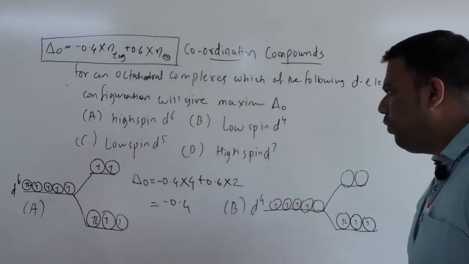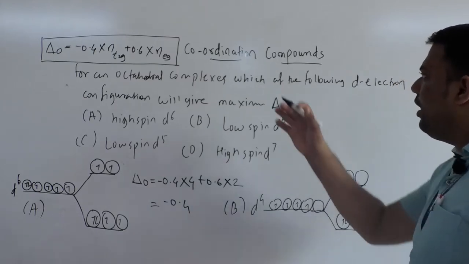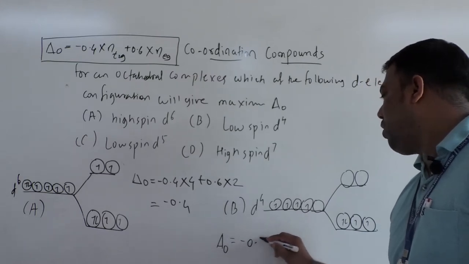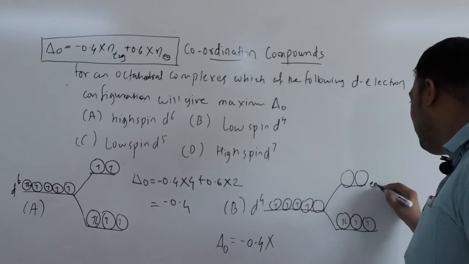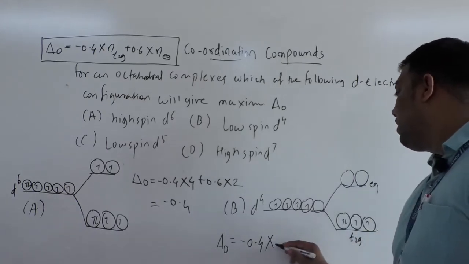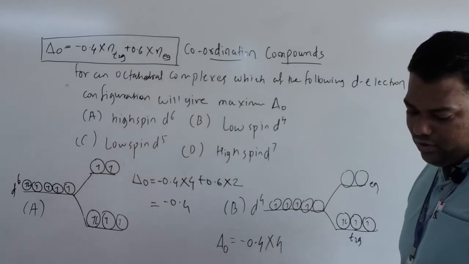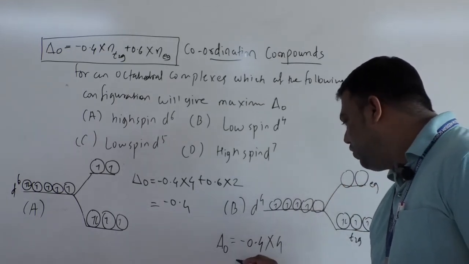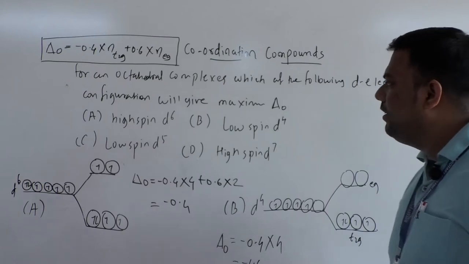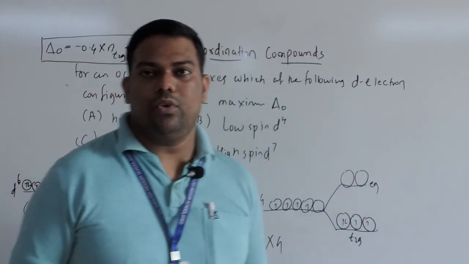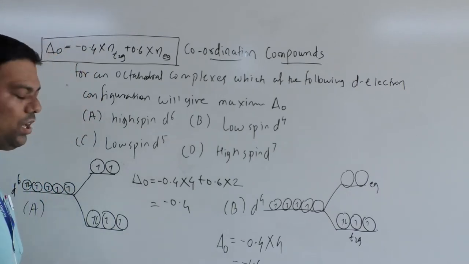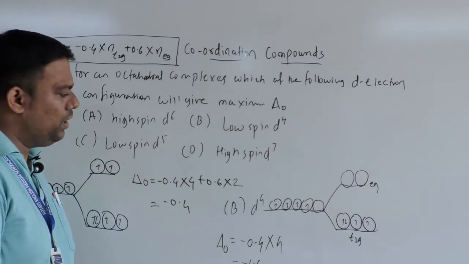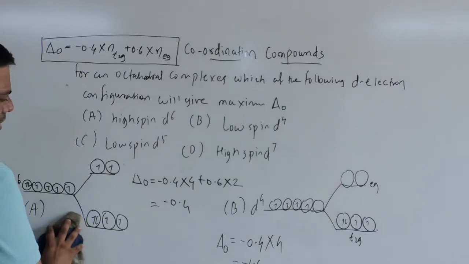Now here you can apply your formula: del O is minus 0.4 into the number of electrons in T2G, into how much? 4. Okay, all others have no meaning, because there are no electrons there. So you can write it like this. So here we wrote regarding these two options. I hope you are completing this. You wrote it in your notebook. Now we will discuss option C.